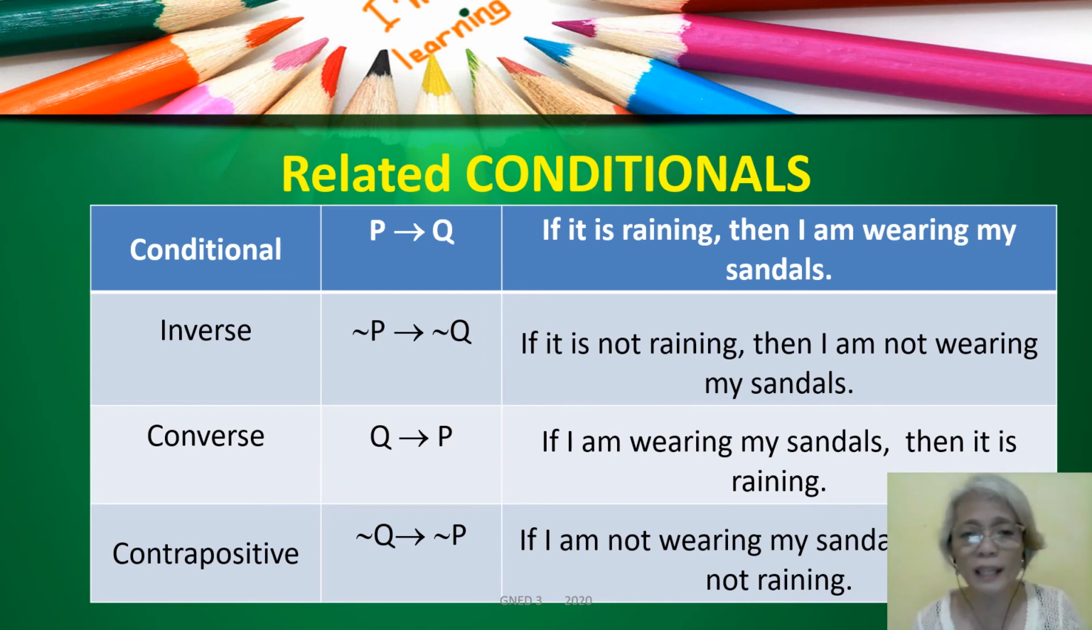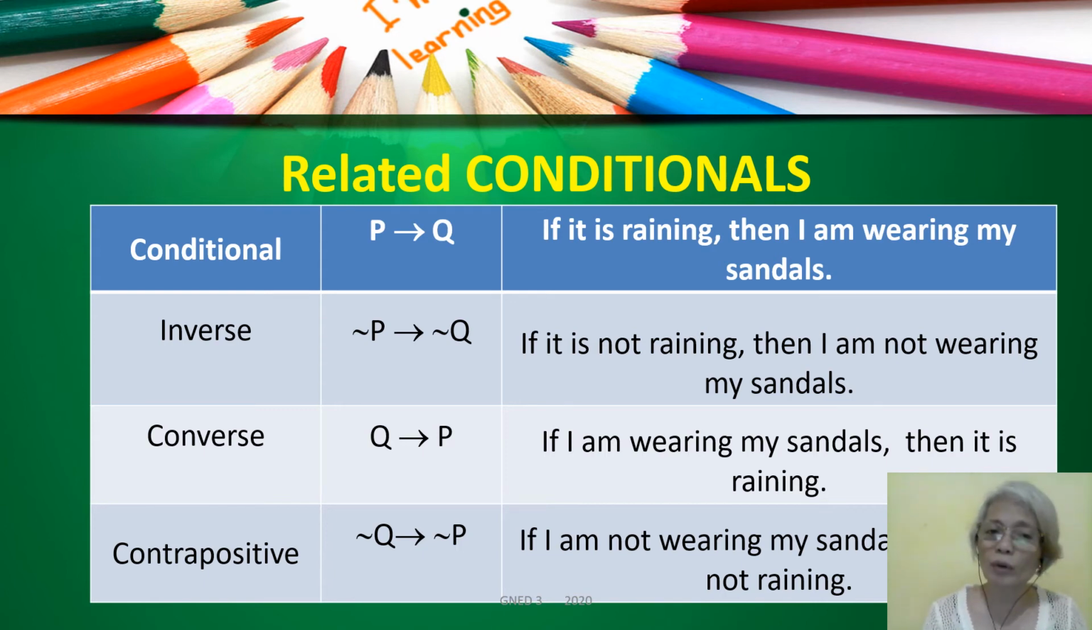For the related conditionals, we have three related conditionals. Remember, we have the conditional P implies Q: if it is raining, then I am wearing my sandals. And then we have the inverse. Lagyan mo lang ng negation yung P at saka Q. So, if it is not raining, then I am not wearing my sandals.